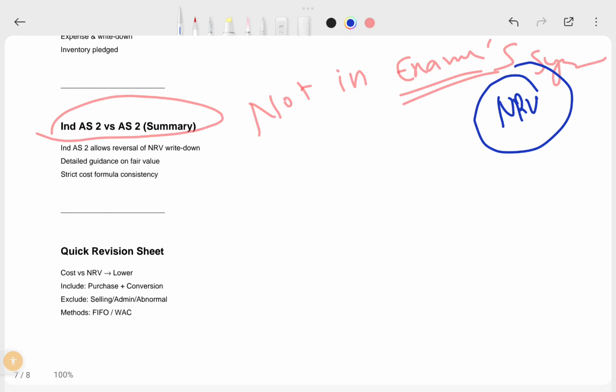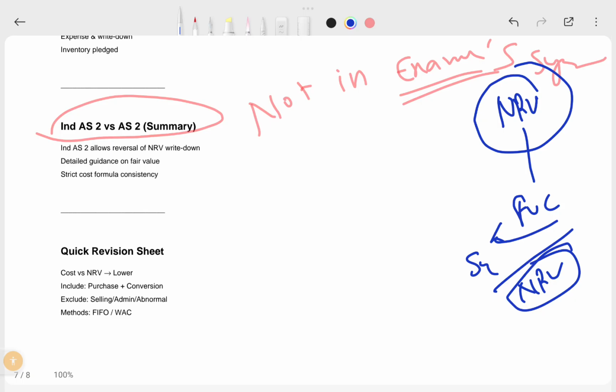And there are detailed guidelines on fair value. If you want to calculate the NRV, you need to see the fair value in the market, and then check the selling expenditure, and then you will see the NRV of this product.